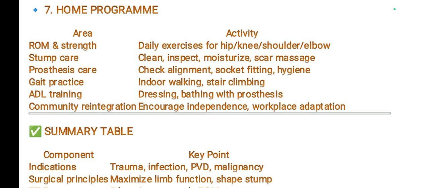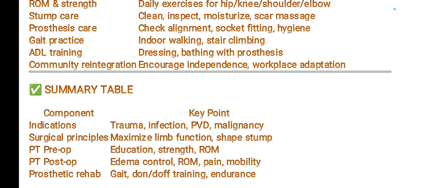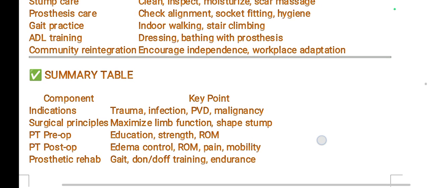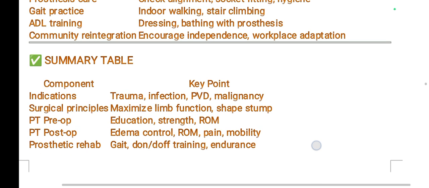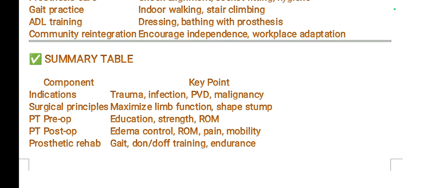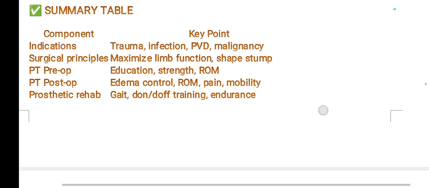Home program. HEP for range of motion and strength, daily exercises for hip, knee, shoulder, elbow. Stump care: clean, inspect, moisturize, scar massage. Prosthesis care: check alignment, socket fitting, hygiene. Gait practice, indoor walking, stair climbing, balance training, dressing, bathing with the prosthesis, community reintegration, encourage independence, workplace adaptation.